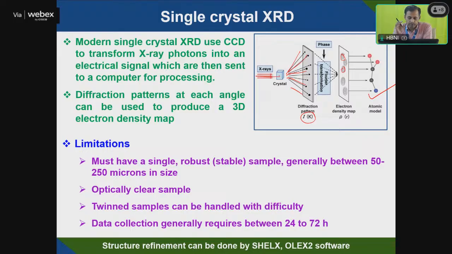So here the X-ray photons are converted into an electrical signal, which is then sent to the computer for processing. The diffraction pattern at each angle can be combined to produce a 3D electronic structure.